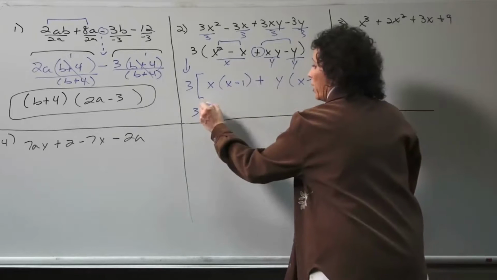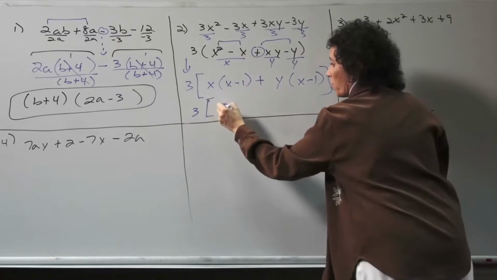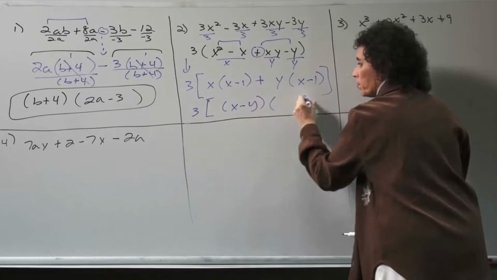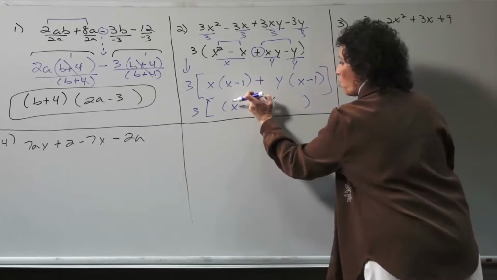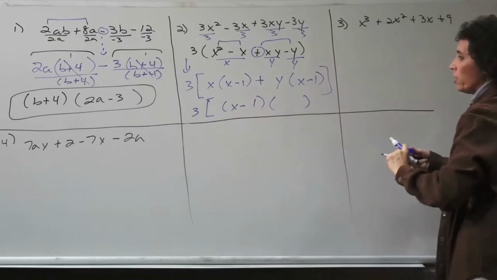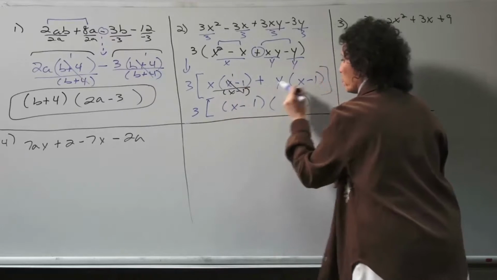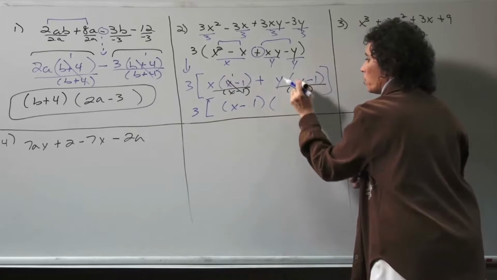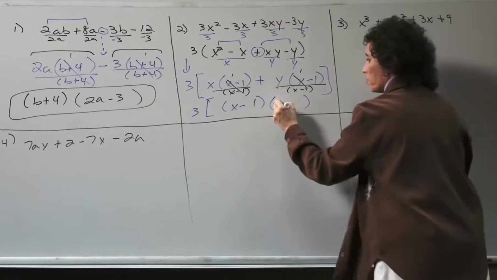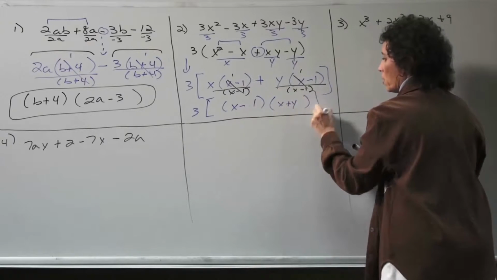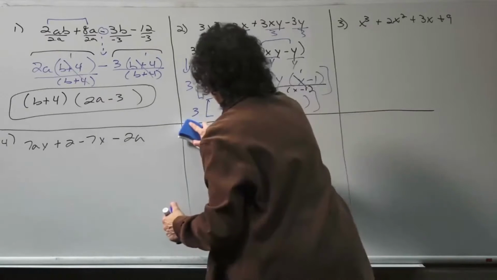Okay. Inside here, we have an x minus 1 in common. So we have an x minus 1. We divide each by x minus 1. I said 1, I wrote y. Okay. Divide by x minus 1. And you're writing this as you go, okay? And we get x plus y. Okay, so our final answer is this.